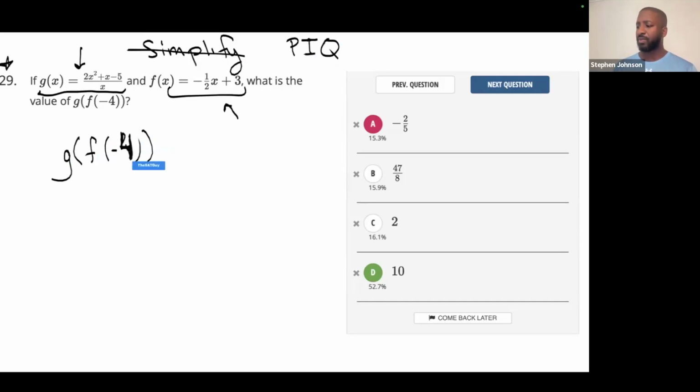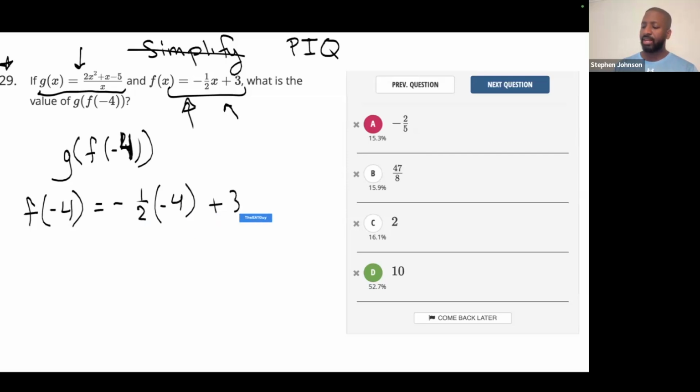What is f of -4? Well, f of -4 is found by going to f of x and replacing x with -4. So f of -4 is equal to -1/2 times -4 plus 3. -1/2 times -4 is +2, plus 3 is equal to 5. So f of -4 is 5.